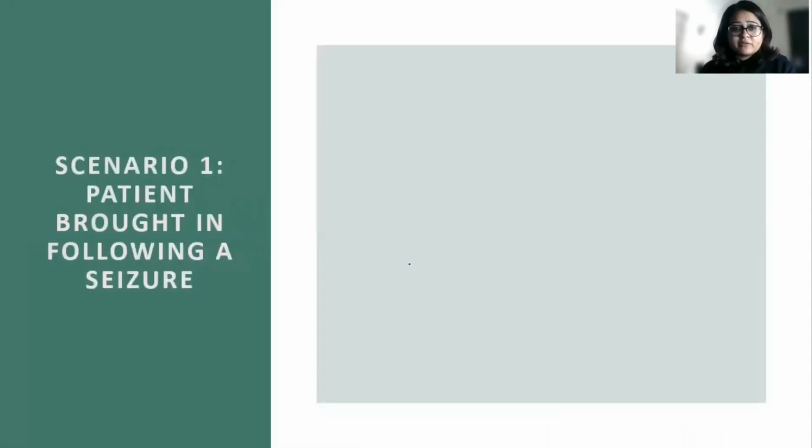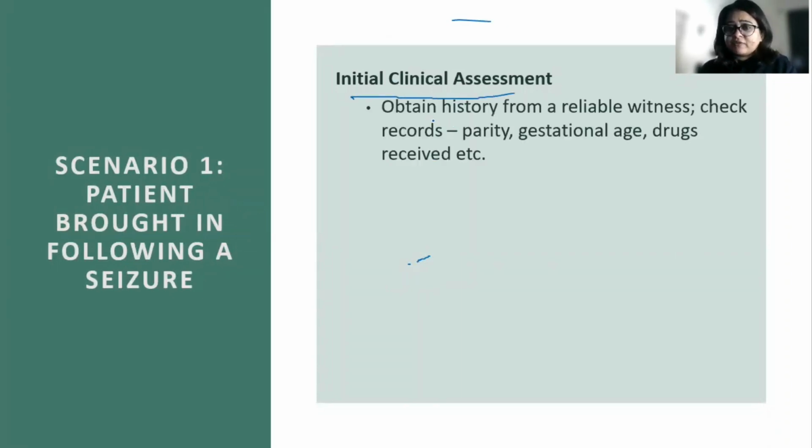So in the first scenario, the patient is brought following a seizure. What do we do? We initially assess the patient clinically. We obtain history from a reliable witness, because of course the patient won't be able to give a history. We need to know her parity index. We need to know her gestational age. Whenever a patient comes to us, the first thing you need to remember is to have a proper team.